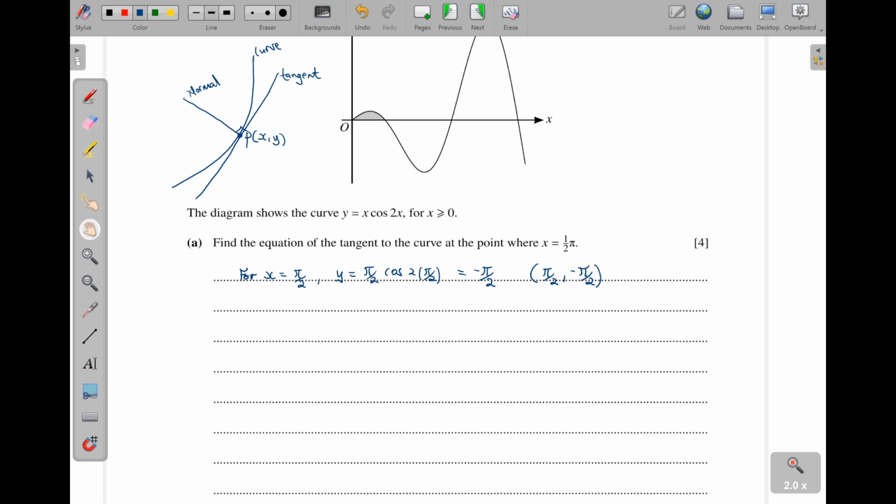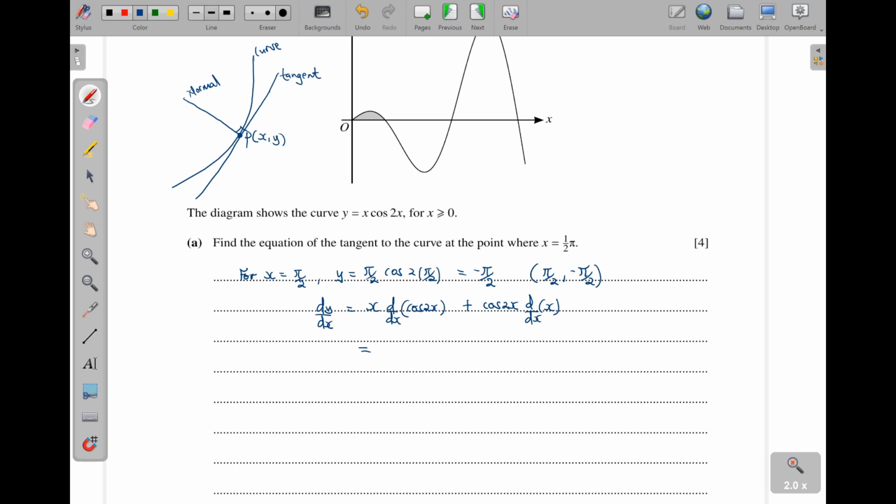So we need to differentiate, and after differentiating, the gradient function we are getting from there is the one that is going to help us find the gradient of the tangent. Since this one is a product of two functions, we are going to use the product rule, okay? So our dy/dx is going to be, we make this one constant, then we differentiate the cosine of 2x. Then from there, we can keep cosine of 2x constant, and then we differentiate the x, okay? So what do we get here?